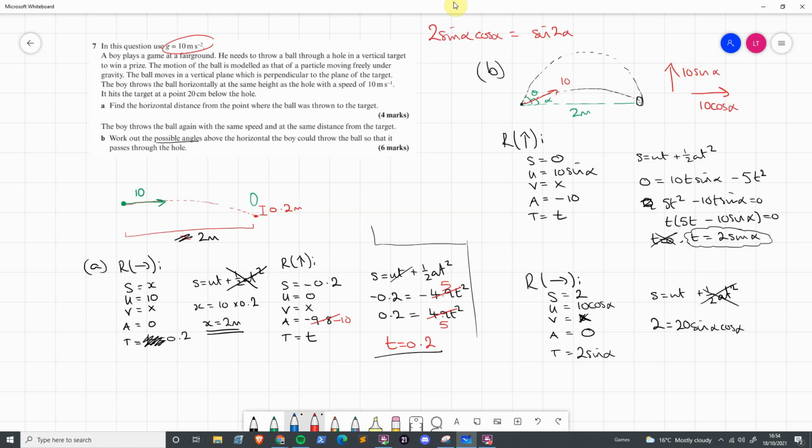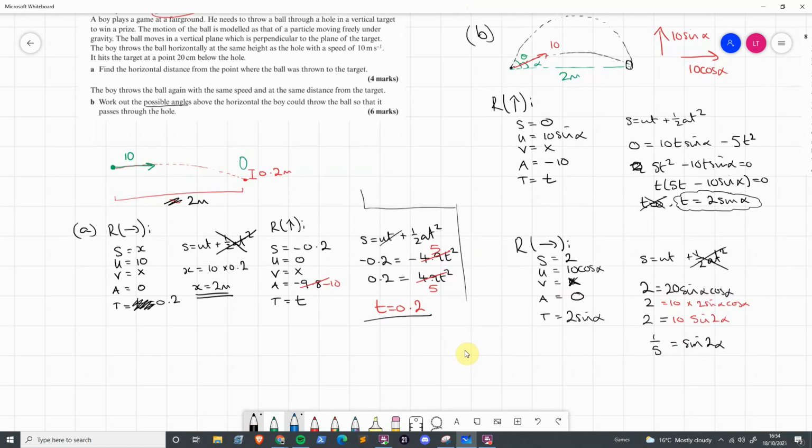So let's replace that. So I know that this is 10 times 2 sine alpha cos alpha. So this is 10 sine 2 alpha. Still all equals 2. Let's divide by 10. So 1/5 equals sine 2 alpha. I'm just going to move down a little bit.